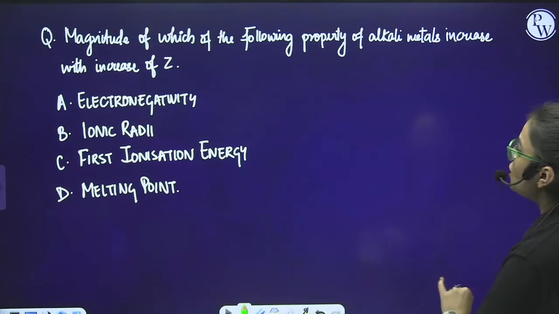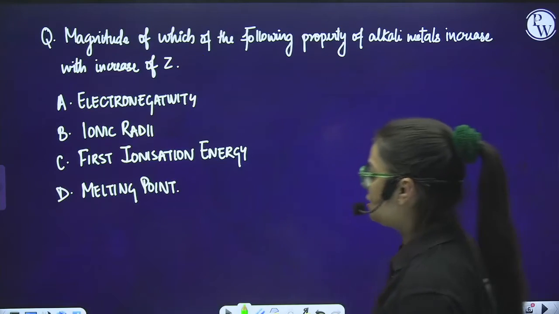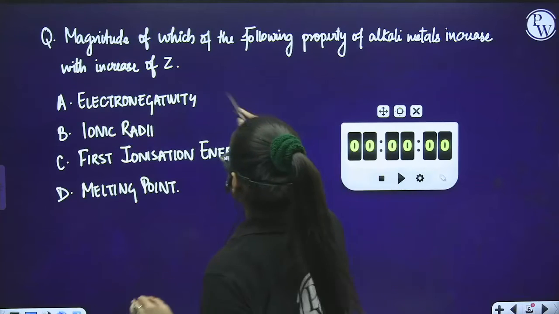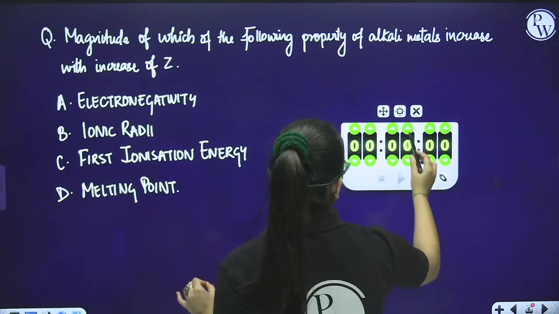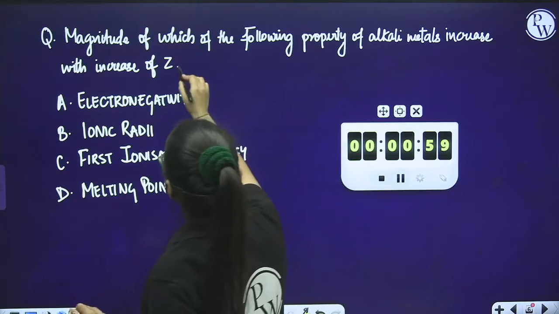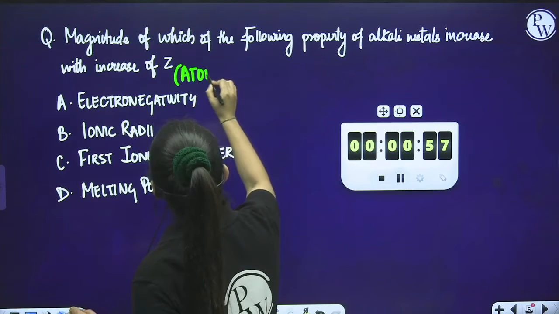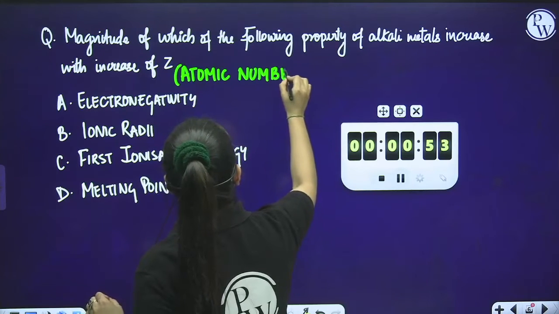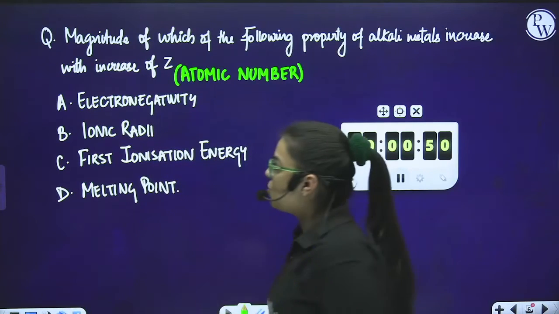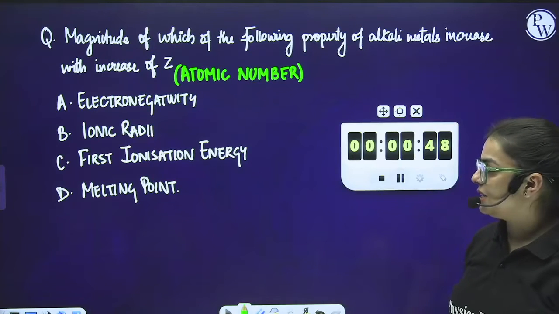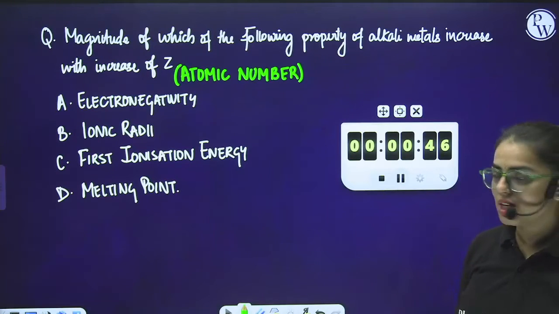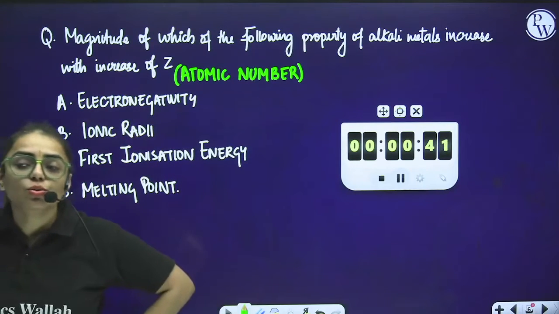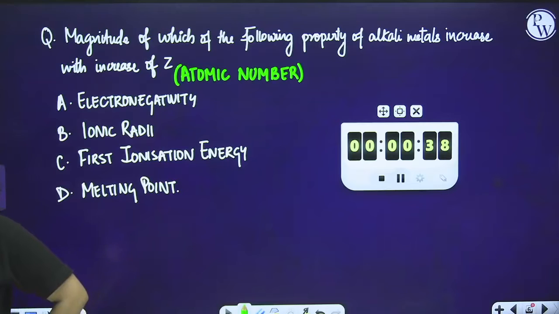Magnitude of which of the following properties of alkali metals increases with increase in atomic number? Z basically is your atomic number. I am giving 1 minute for this particular question. Option A is electronegativity, option B is ionic radii, option C is first ionization energy, option D is melting point. Let's see, students, whether you are able to tell this answer or not.